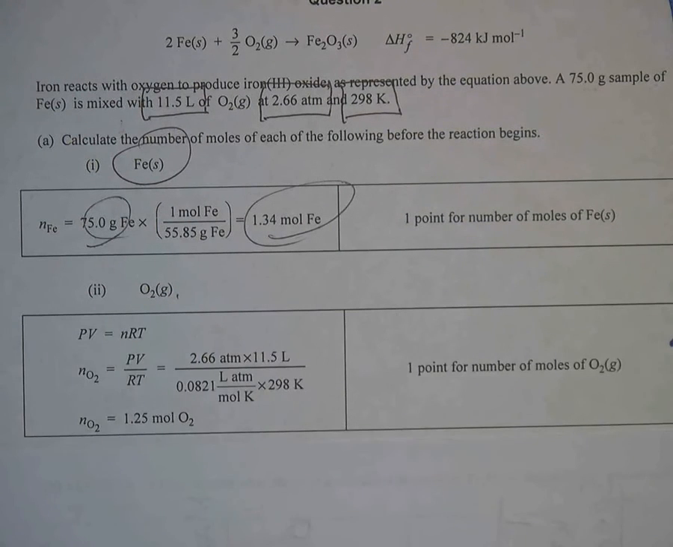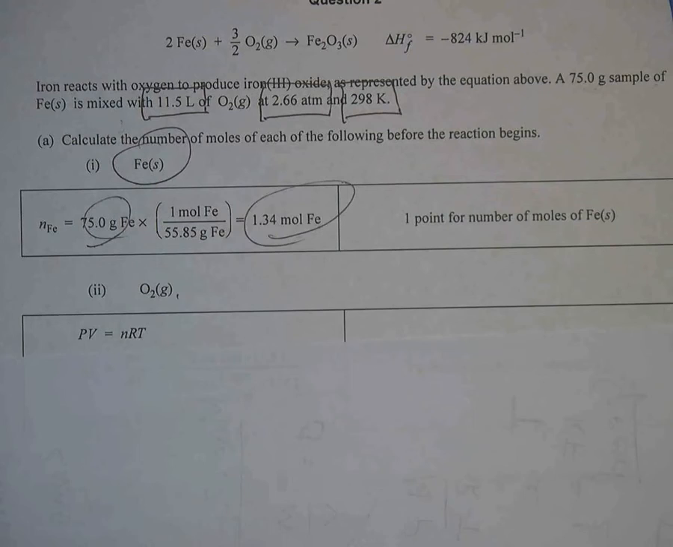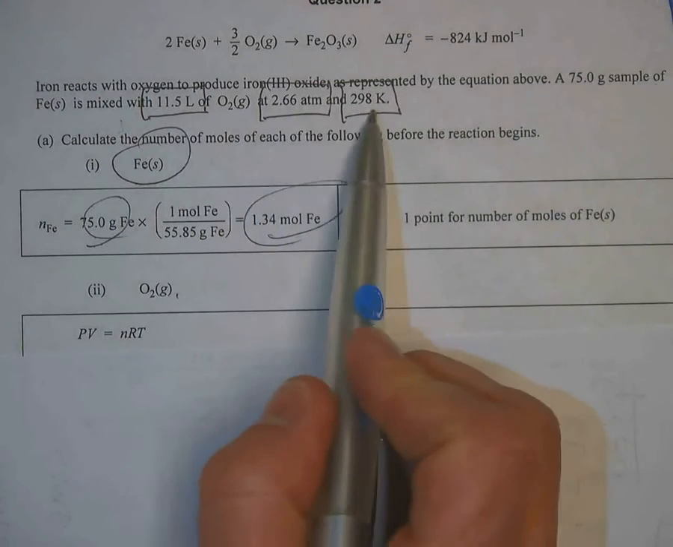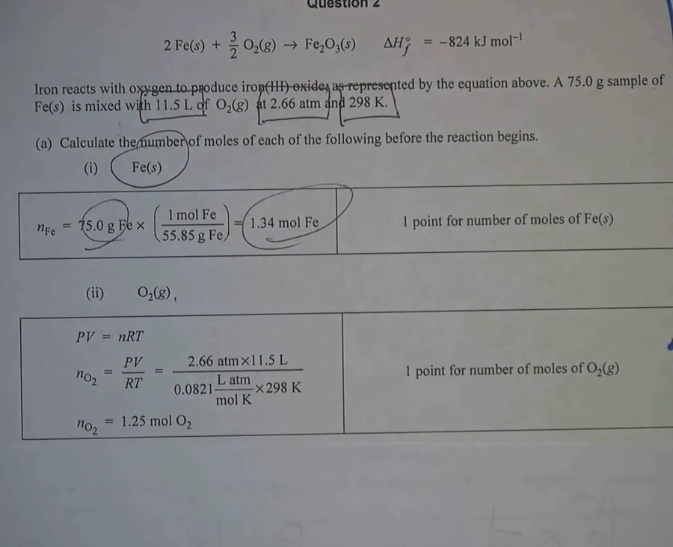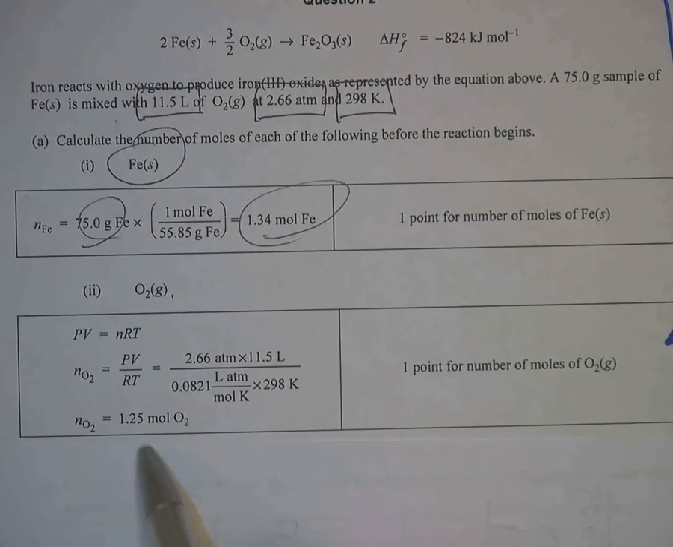And as a matter of fact, this turns out to be a PV equals nRT question, because I know the volume, the temperature, and the pressure. I can solve for the number of moles of gas, and using 0.0821 atmospheres for my R, I get a number of moles of 1.25.